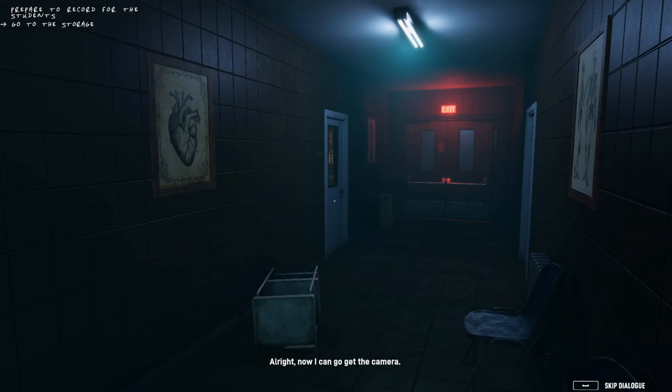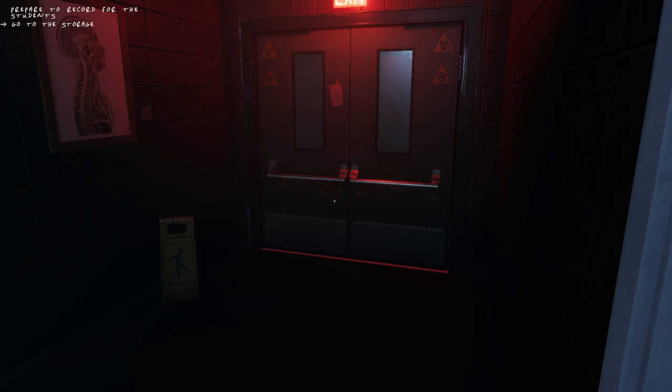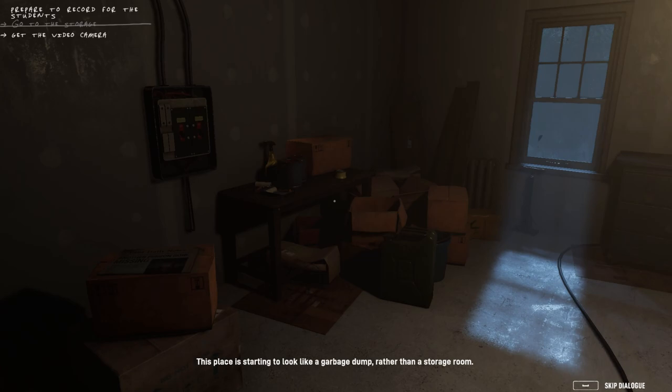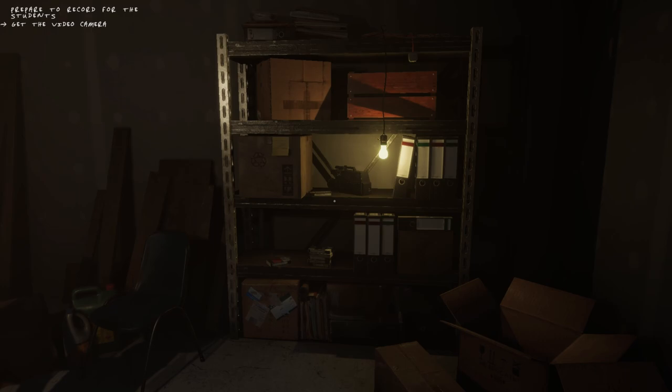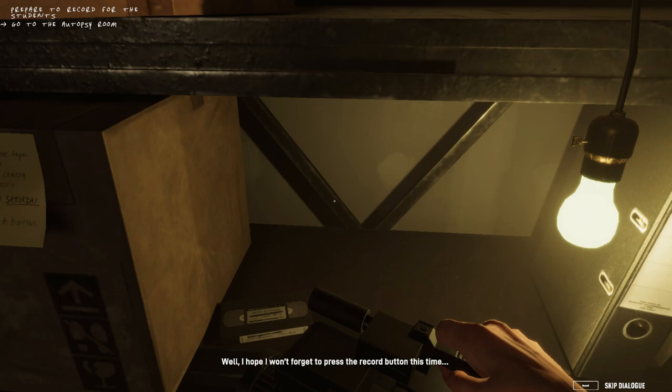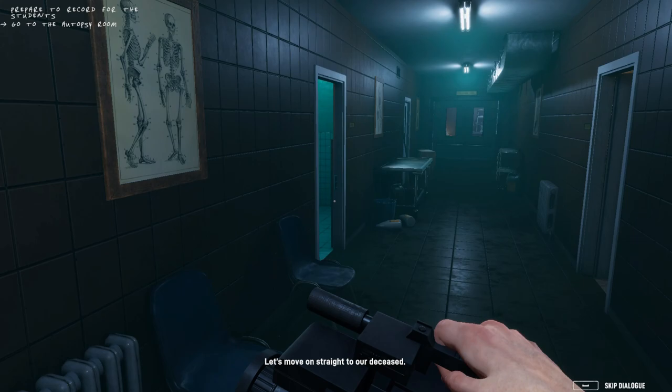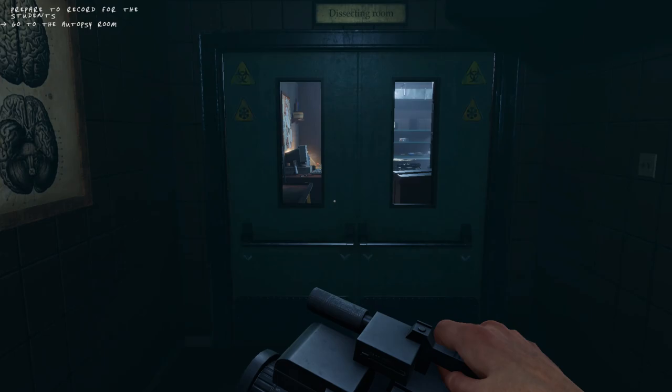All right. Now we can go get the camera. It's locked. Oh, this place is starting to look like a garbage dump, rather than a storage room. Well, I hope I won't forget to press the record button this time. Let's move on straight to our deceased. I'm wondering how the new tripod is going to work.